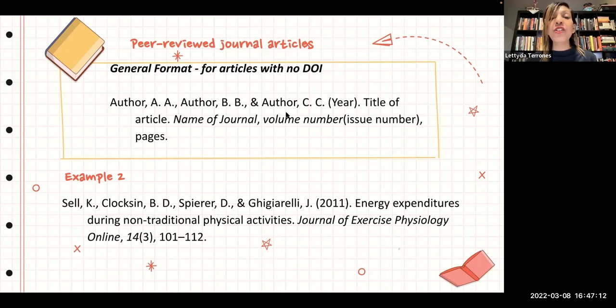Just checking the chat. Yeah, okay, good. If it doesn't have a DOI, like someone asked in the question, we do all of that and then we don't include the DOI.